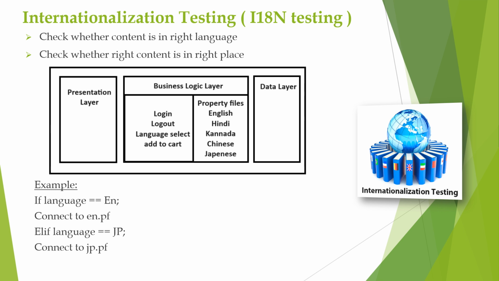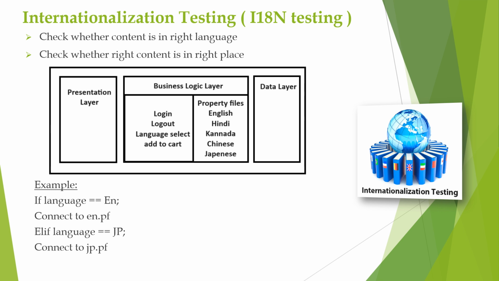As a test engineer, we will have access to the property files. With the help of prefix or suffix, we will check whether the right content is displayed in the right place. Now let's see how these property files are connected to the coding using Java. We have an example here. If language equals English, then connect to en.pf. That means if the language is English, then it should be connected to the English property file. In the same way, elif language equals jp, connect to jp.pf. That means if the language is Japanese, then connect to the Japanese property file.